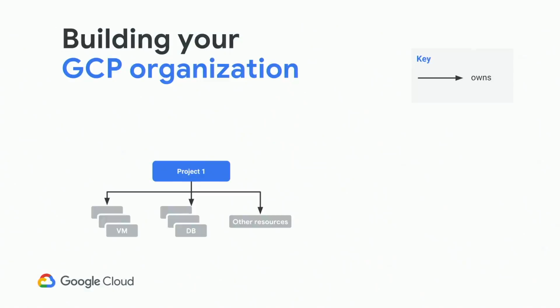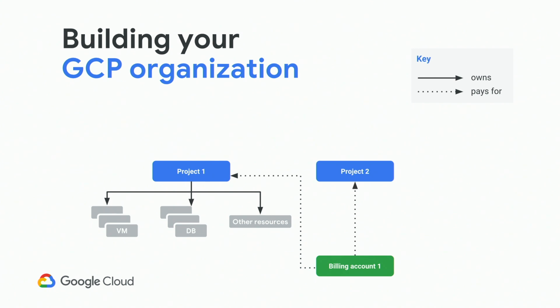So let's put this a little bit in practice through this build. If you get started on GCP, you'll have your first project. You start using it. You spin up VMs in that project, databases, maybe other resources, and you need to set up a billing account to pay for that project. When you start your second project, you can have the billing account pay for that project as well.